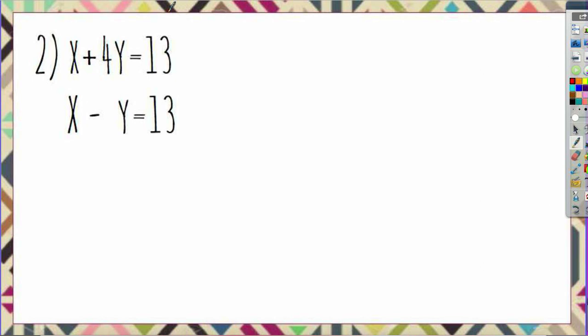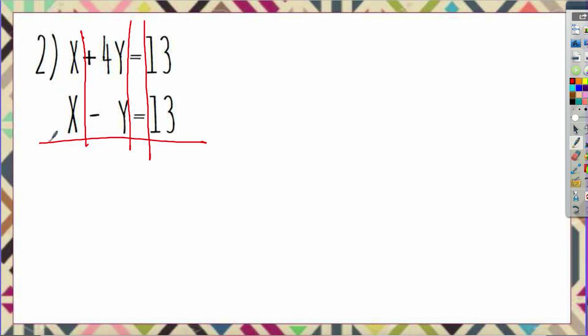Anytime that I'm approaching a problem and I want to use elimination, again, I do need to make sure that the x terms are over the x terms, the y terms are over the y terms, the equal signs are lined up, and the constants, the numbers without variables, are lined up. That is happening here, so I don't have to shuffle or rearrange either of my equations.